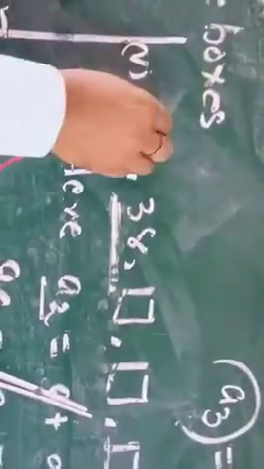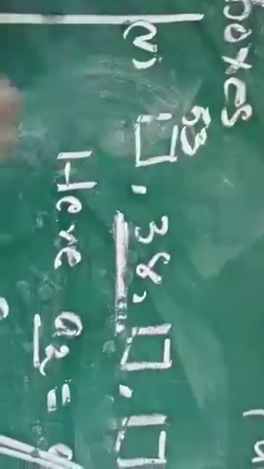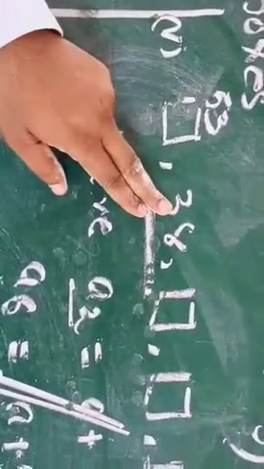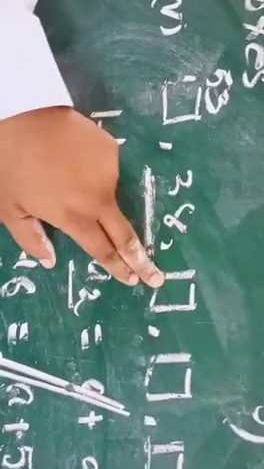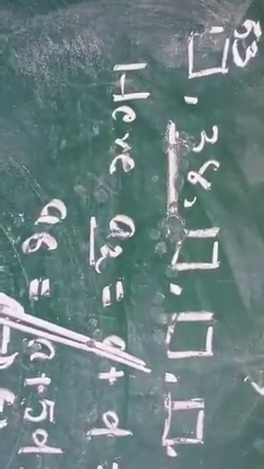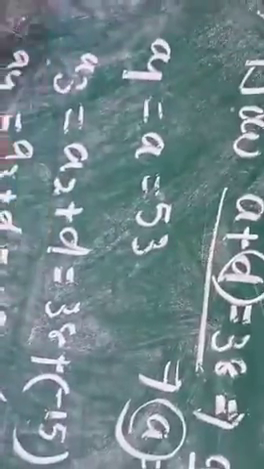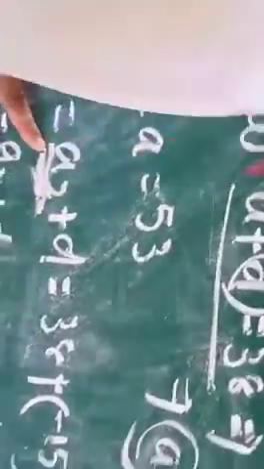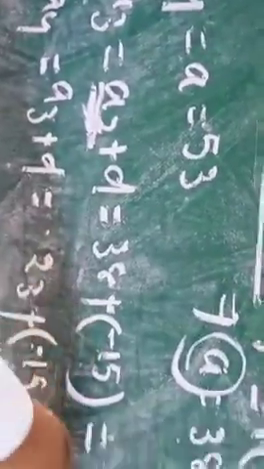So here you see the first term is required. So this one will be 53, the first term. Then the second term is 38. Third term will be how much? The third term is the second term plus D. So the third term A3 is equal to the second term plus D. The second term is 38. So 38 plus D. D value is minus 15. So 38 plus minus 15 is equal to 23. So this is A3.